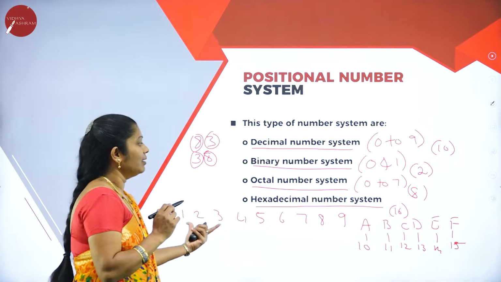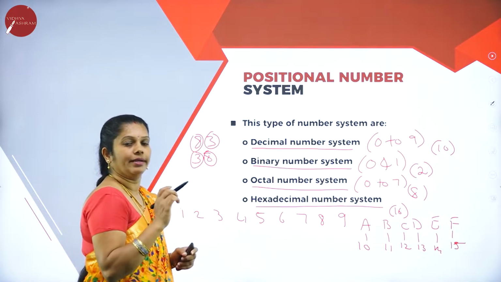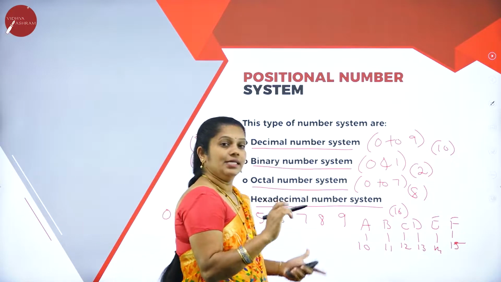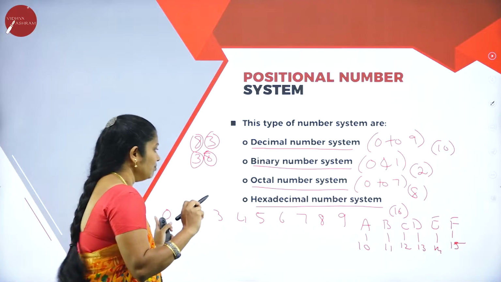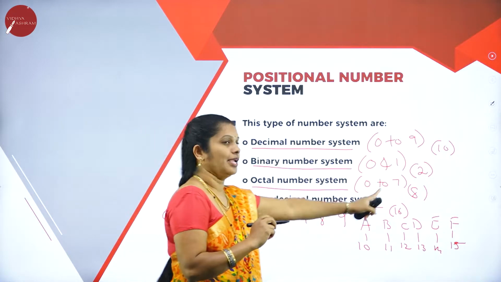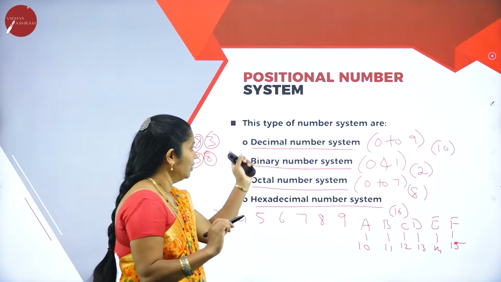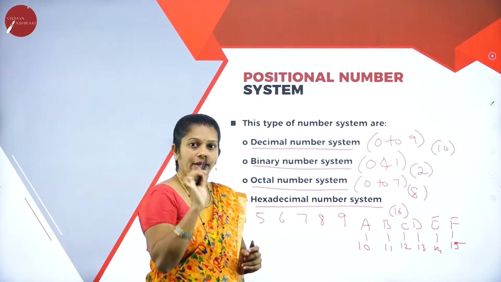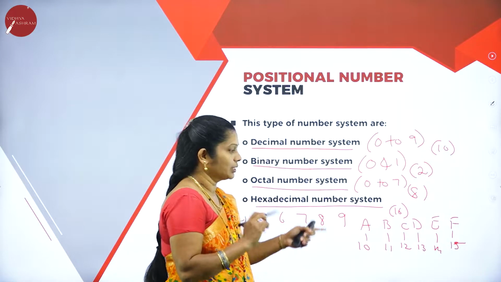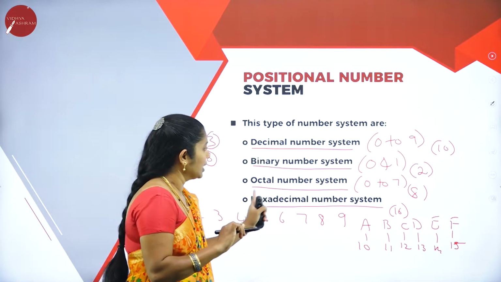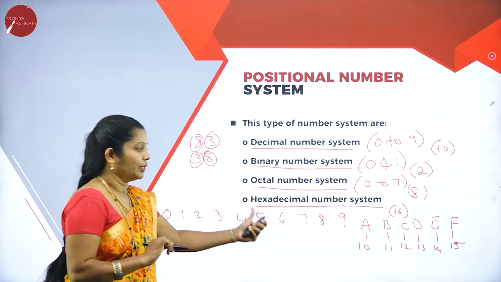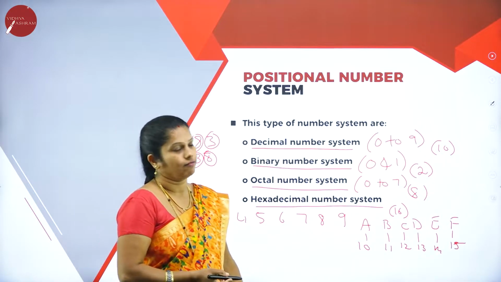That means in the hexadecimal number system there are 16 digits in total, from 0 to 9 and then A to F. Whereas decimal is 0 to 9, binary is 0 and 1 only, octal is 0 to 7, and hexadecimal is 0 to 9 along with A to F.